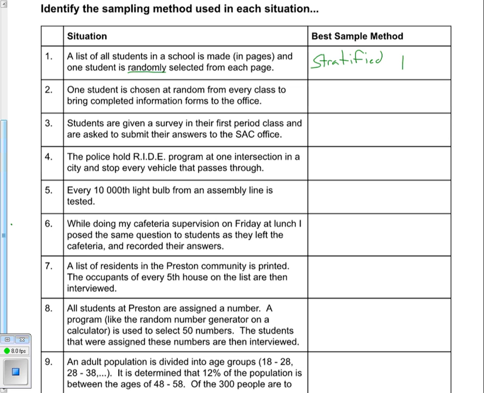So this is actually stratified random. Okay, that's the sampling method that's being used.